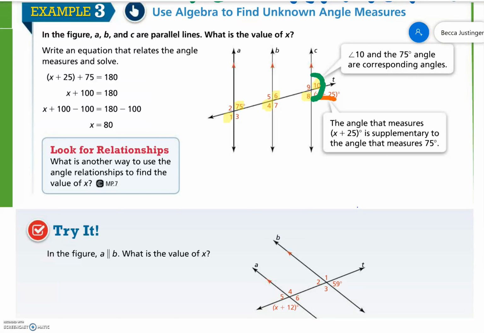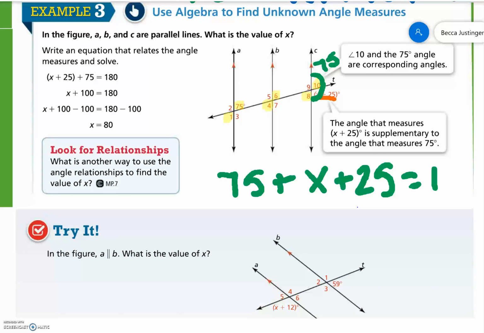So if I know that angle 10 is 75, I know that 75 plus whatever that angle is, that x plus 25, should be equal to 180 because that's what supplementary means. So that's how they set up this equation. Then what they did was combine like terms. 25 plus 75 is equal to 100. Then to solve for x, to get x by itself, we want to subtract 100 from both sides. So that cancels out on the left. And then 180 minus 100 is just 80.